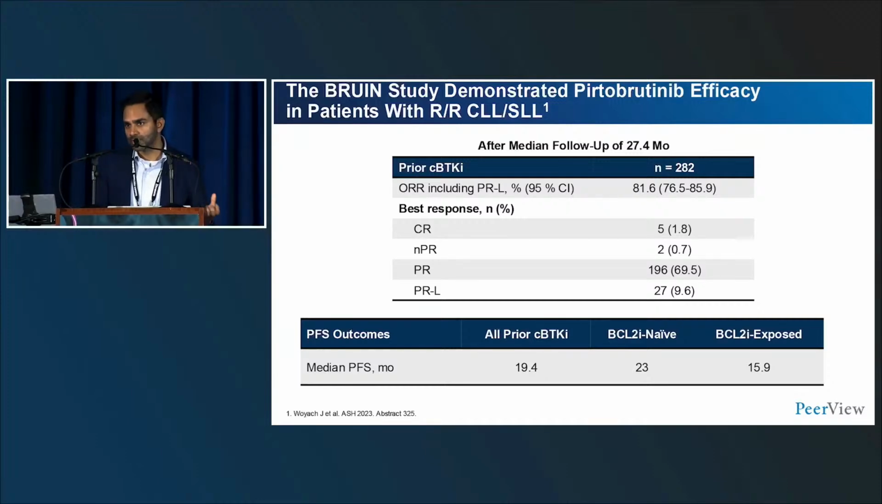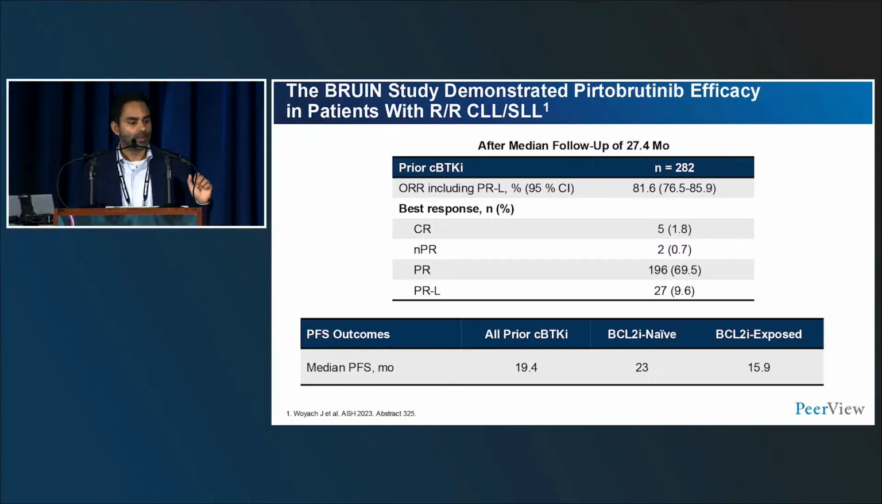And so pirtobrutinib was really designed to overcome issues of resistance that we know to be important to covalent BTK inhibitors and was studied in the BRUIN trial. I'm not going to go through all of the data here, but suffice to say, when we look at patients who have been exposed to a covalent BTK inhibitor or the combination, maybe sequentially, of a BTK inhibitor and a BCL2 inhibitor, we see very high rates of response with pirtobrutinib and the potential for durable PFS.